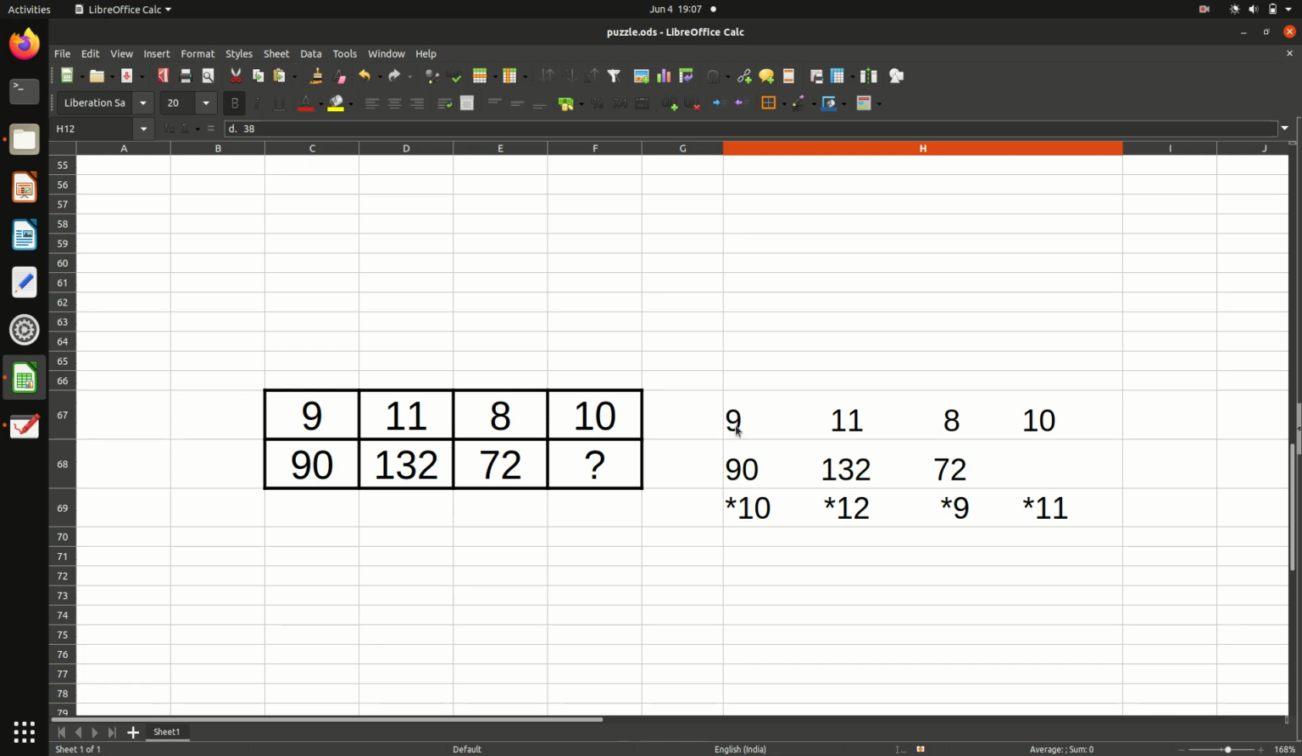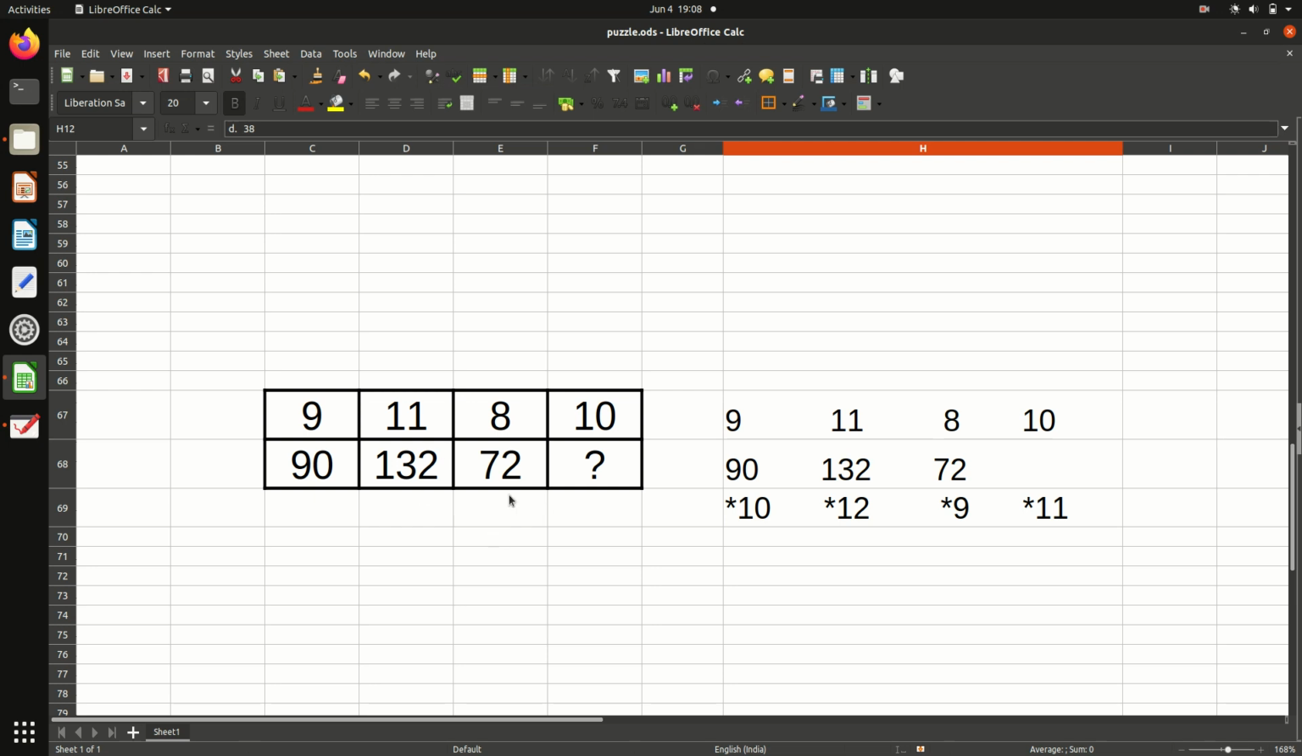So in this case 9, 90, multiplication of 10. Similarly here 11, 132, multiplication of 12. Now here 872, multiplication of 9. Okay, so we are getting a pattern. The pattern should be something like this: the first one should be similar to the third one, and the second one should be similar to the fourth one. So first, third, second, fourth. So we are getting a pattern.